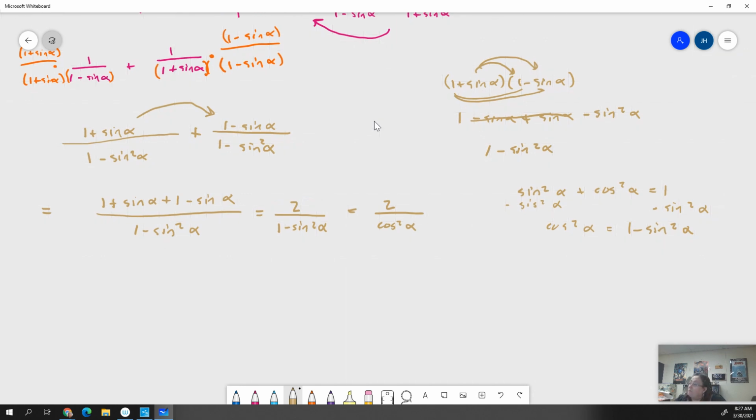Well, cosine squared of alpha is the same as saying 1 over secant squared of alpha, right? They're just inverse functions. So when I multiply these together, right, I'd be multiplying 2 times the reciprocal, and I would get 2 secant squared alpha.